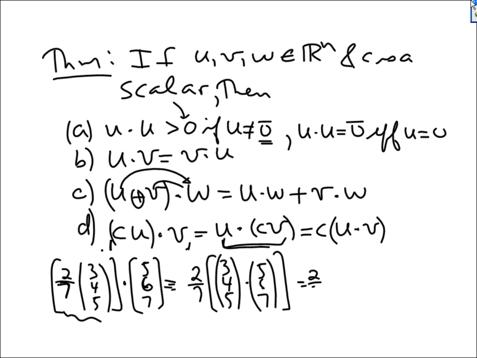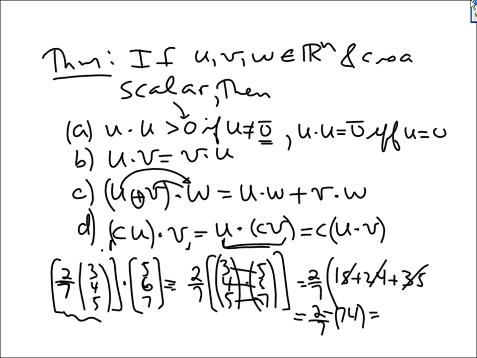So you have 2 over 7 times 15 plus 24 plus 35. That's 50 plus 24 is 74. So you get 2 over 7 times 74. 3 times 74 is 148 over 7. This was the only time I dealt with fractions. One time.